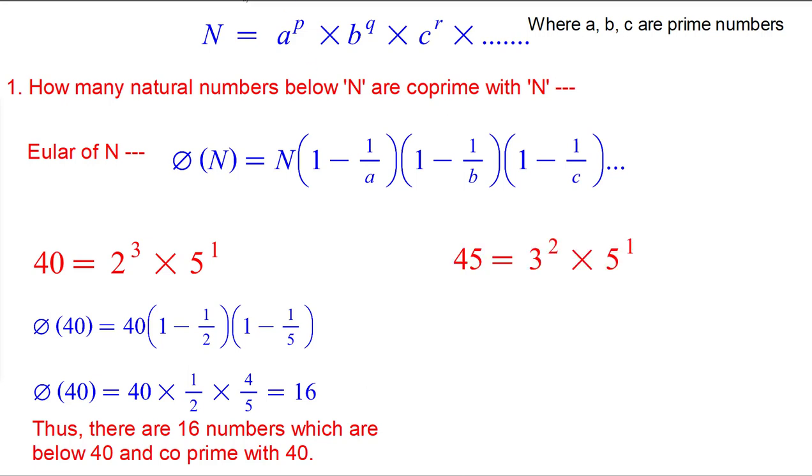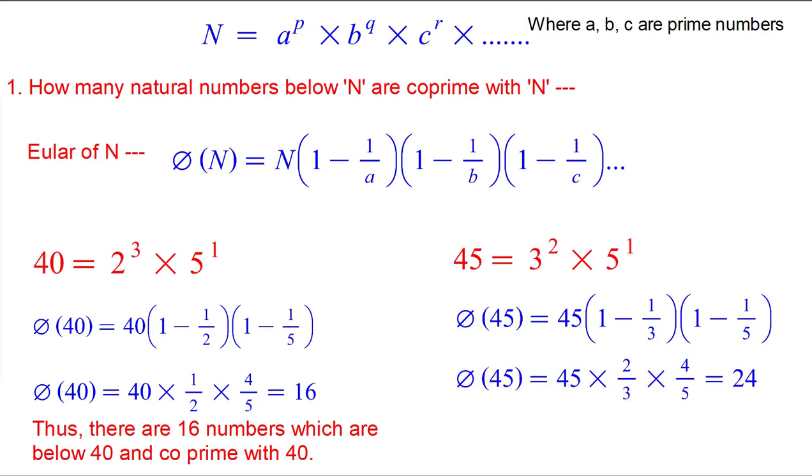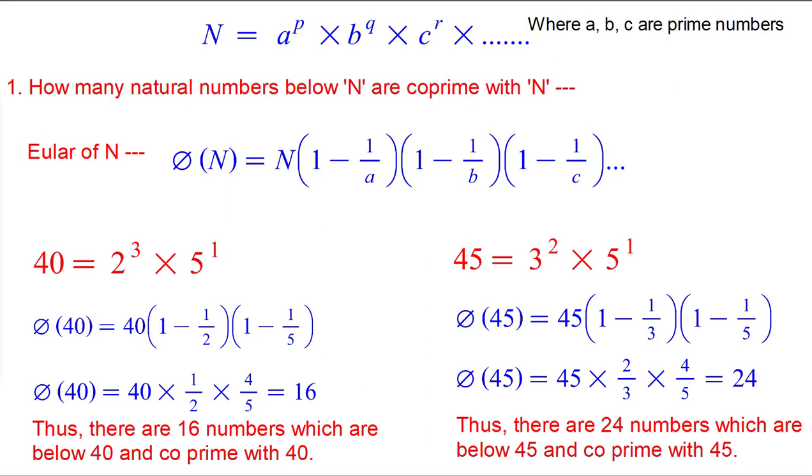After this, let's take the example 45. 45 is nothing but 3 square into 5 to the power 1. This is the prime factorization. So Euler of 45 is equal to 45 into 1 minus 1 by 3 into 1 minus 1 by 5. That is equal to 45 into 2 by 3 into 4 by 5, and that is nothing but 24. So from this we can see that there are 24 numbers which are below 45 and coprime with 45.